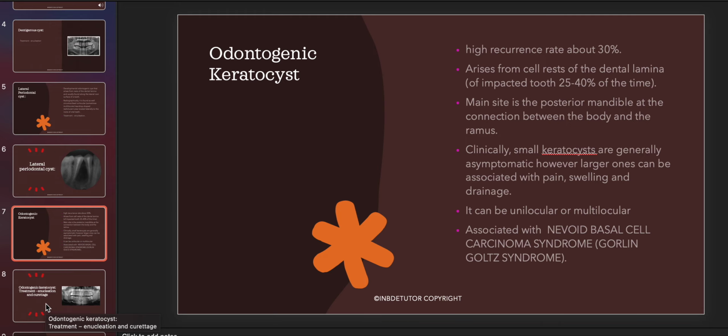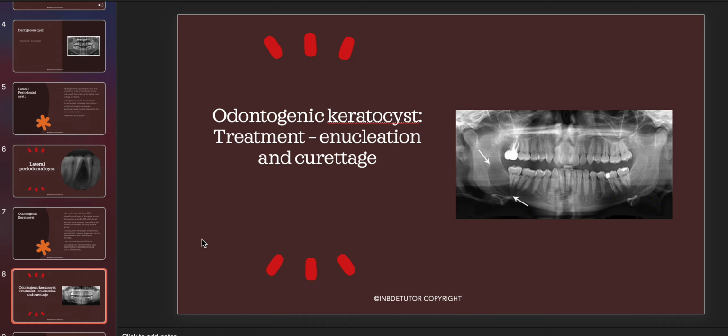In the next slide, I just want to show you the radiographic appearance of the odontogenic keratocyst. The treatment is enucleation and curettage. Curettage because the recurrence rate is very high, about 30%.